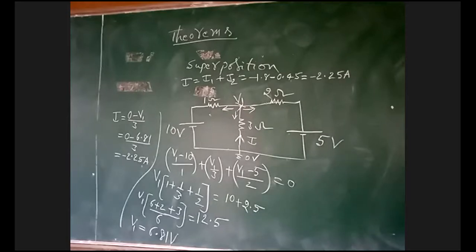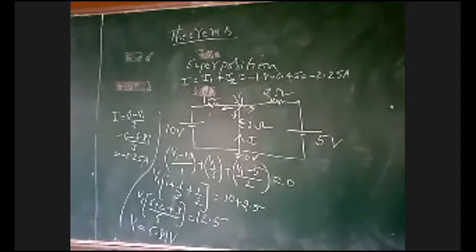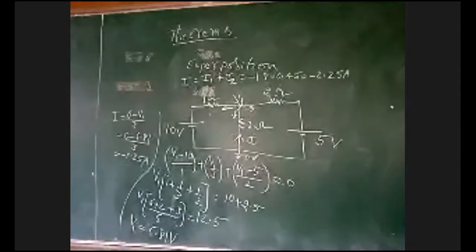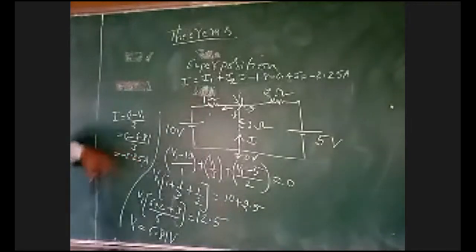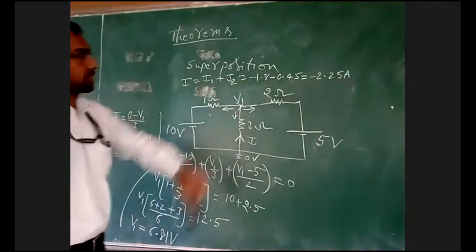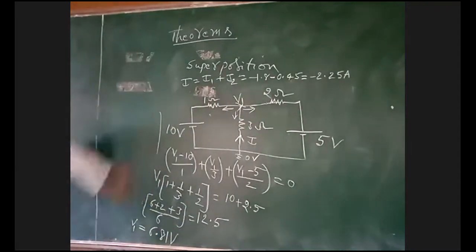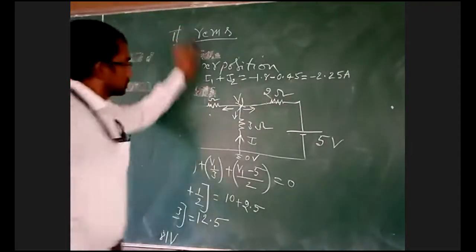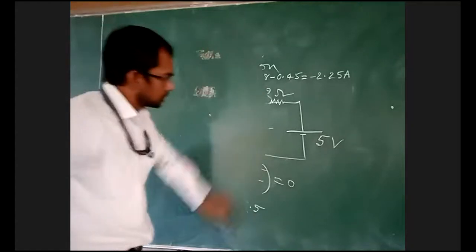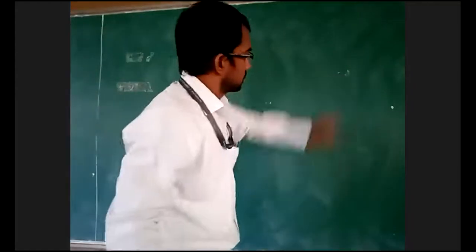Are you getting the same answer? Yes, sir. Okay, approximately you'll get the same answer. Some of you get 2.27 or 2.27-something, but it is almost the same because you have not considered all the decimal values. We'll do the next one.